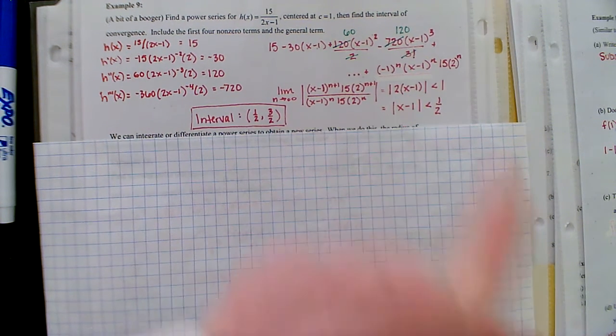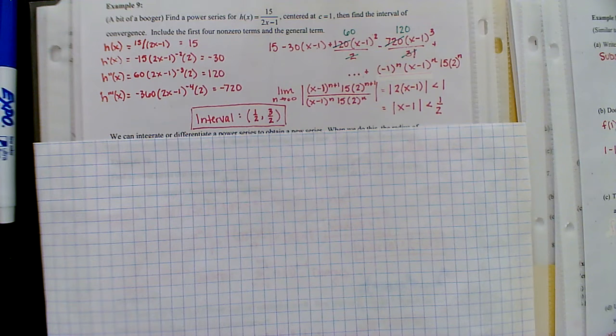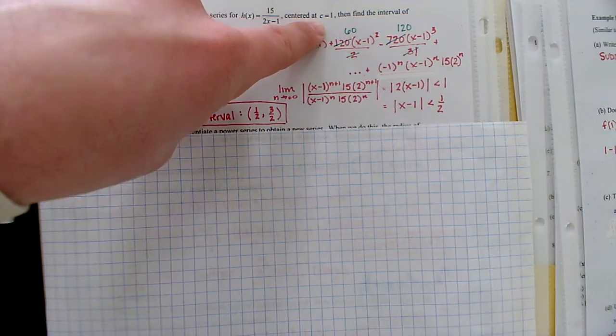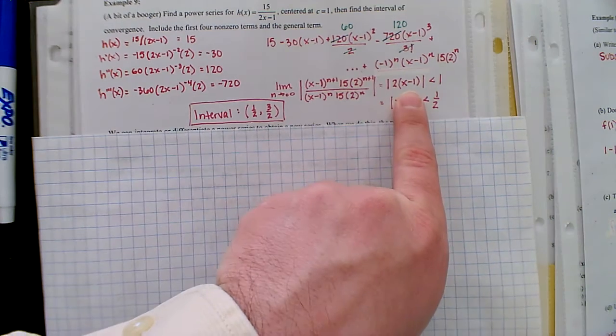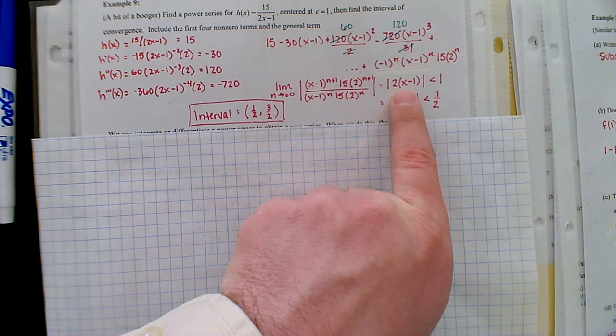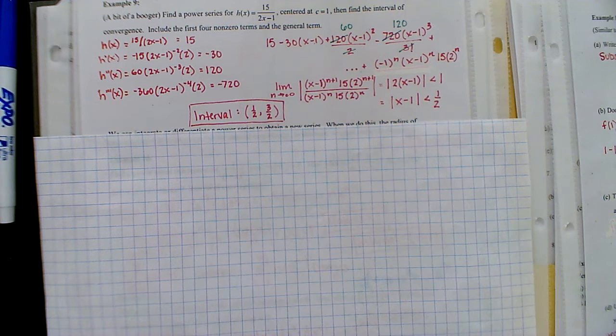Now again, all the problems, I know it's been a week or so since we've looked at them. This one was centered at 1. So we want to get the x minus 1 by itself. So we need to get rid of the 2. So if you divide by 2, you have x minus 1 is less than 1/2.